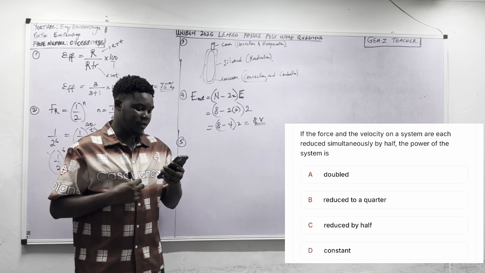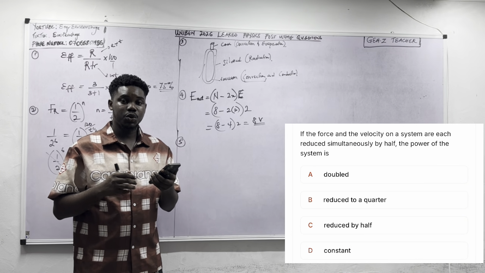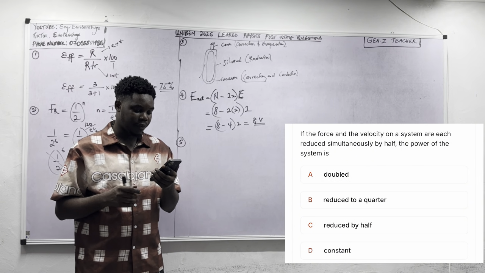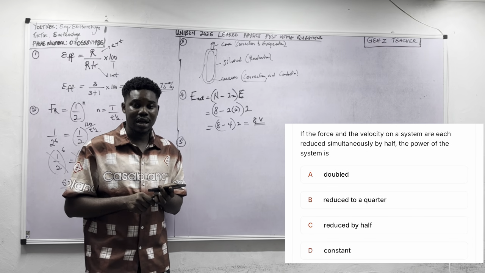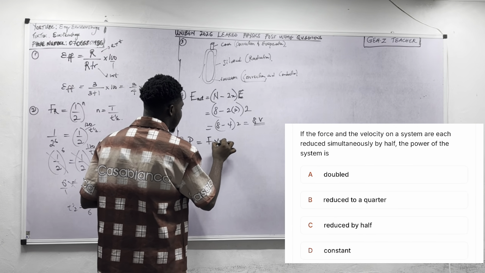Number 5, if the force and the velocity on a system are each reduced simultaneously by half, the power of the system is dash. Quickly recall that power is equal to force times velocity.